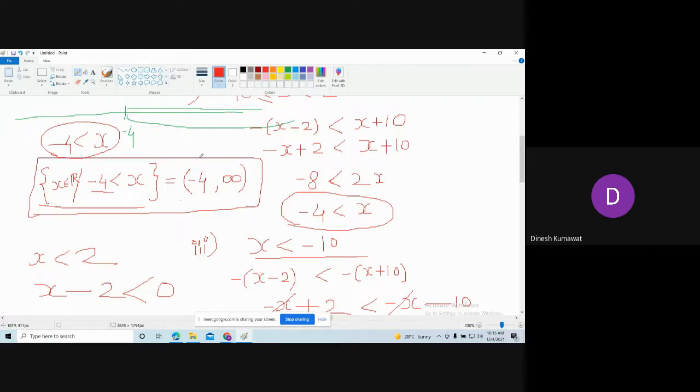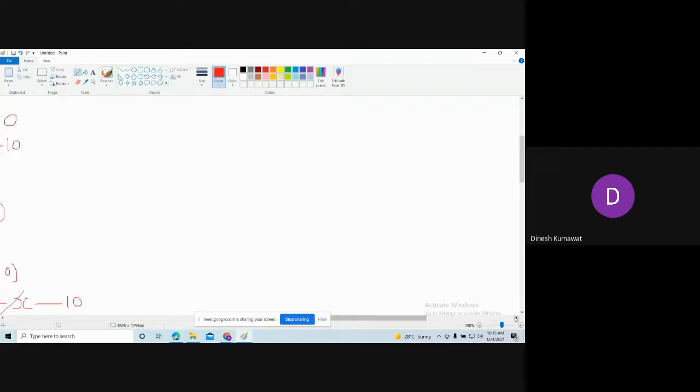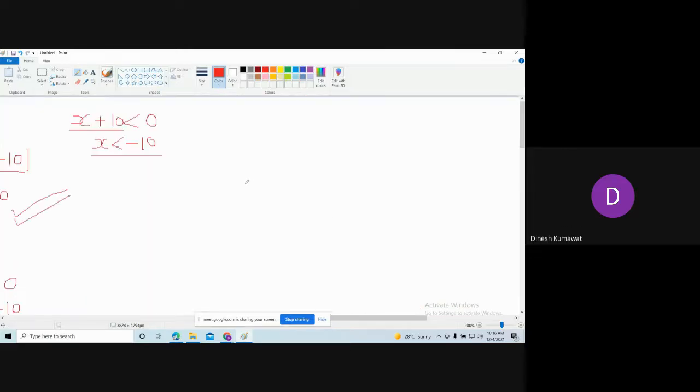Remember, our aim is to find the infimum and supremum of this set. So what is the infimum of this set? -4. And what is the supremum? Does not exist. Supremum does not exist. Is the example clear now? Yes, sir. And what about that fourth example, which I leave for your homework?